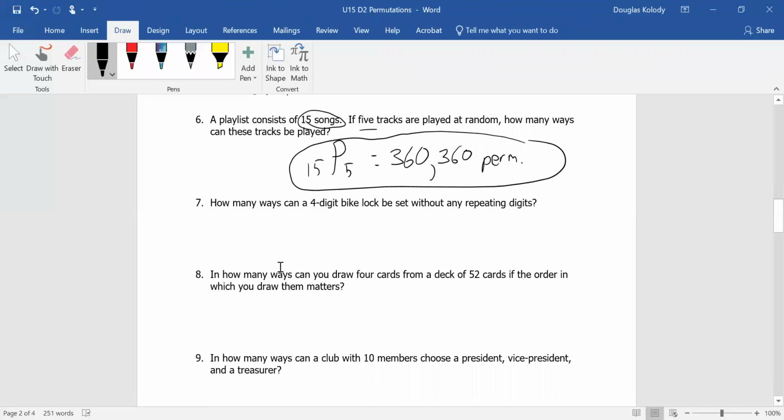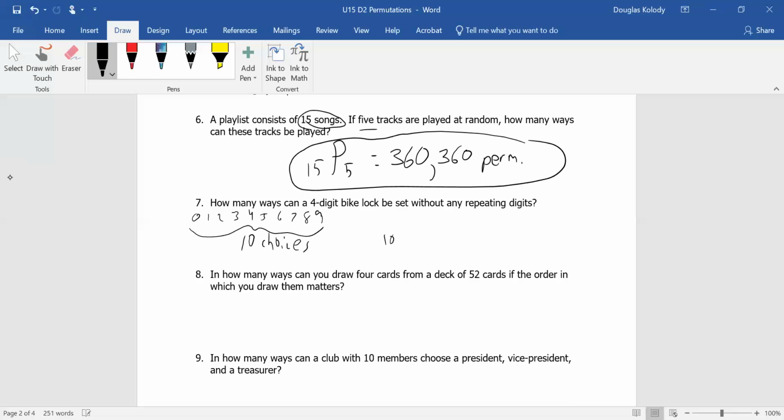How many ways can a 4-digit bike lock be set without any repeating digits? So you can't use the same number twice. Not really realistic because, you know, if each of those little dials has 0 through 9 on, of course you can use the same number twice, but let's just assume you can't. So again, how many digits are there from 0 through 9? 0, 1, 2, 3, 4, 5, 6, 7, 8, 9. That is 10 choices.